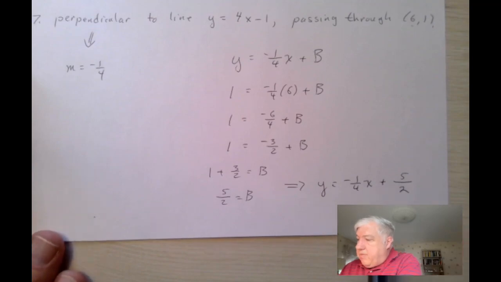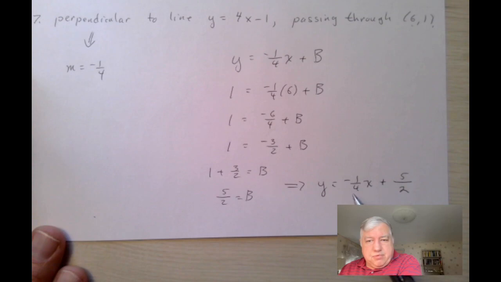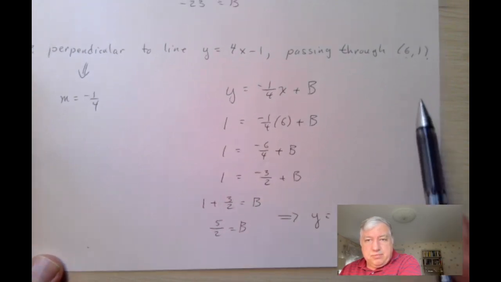Okay, and again we can check one last time. We plug in the 6 here. You get -6/4. That's -3/2. -3/2 plus 5/2 is 2/2, which is 1. Okay.